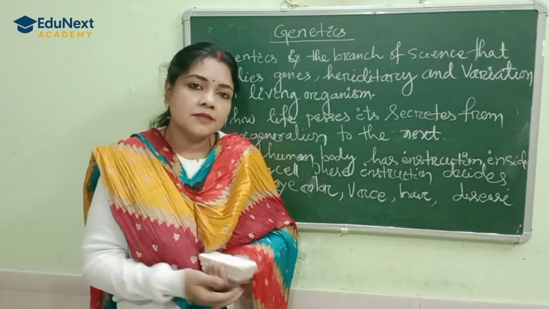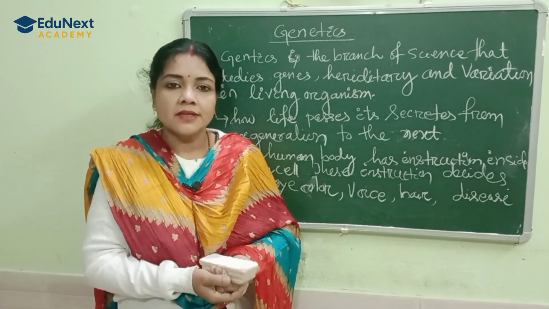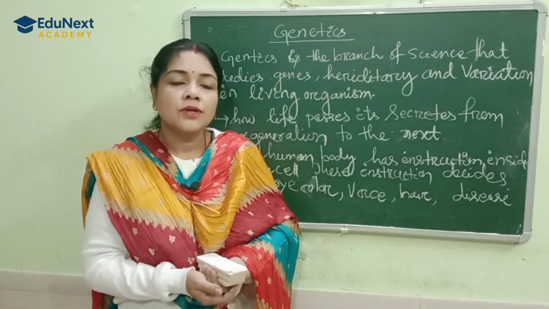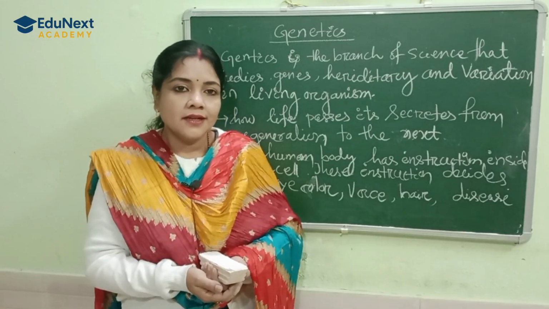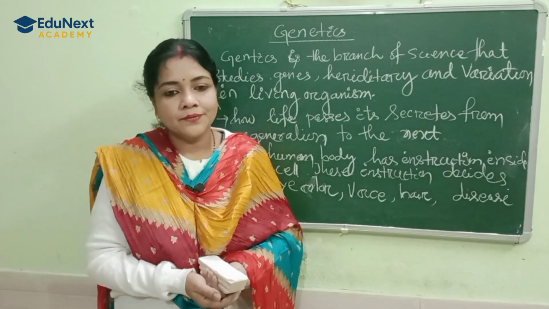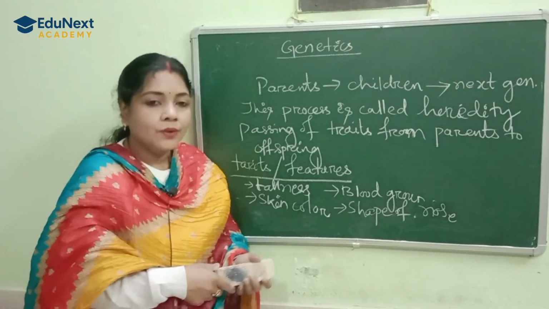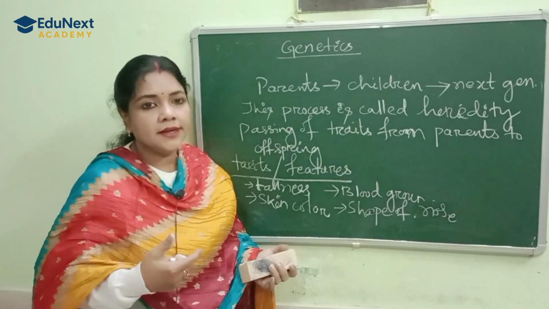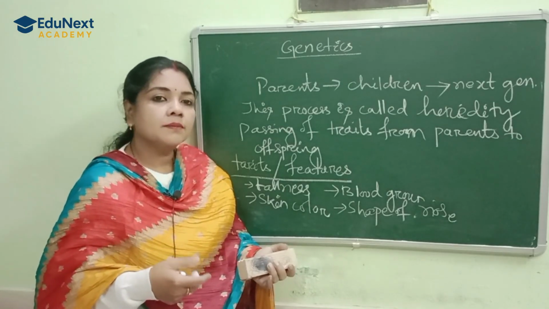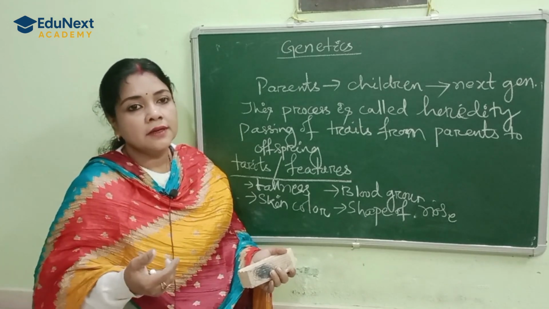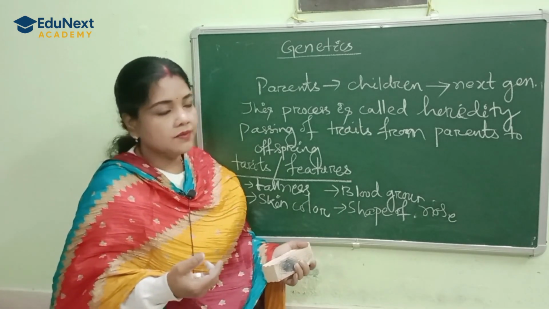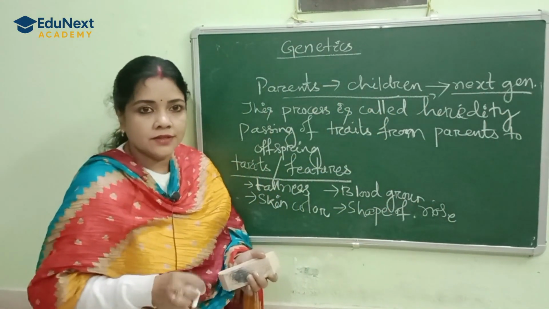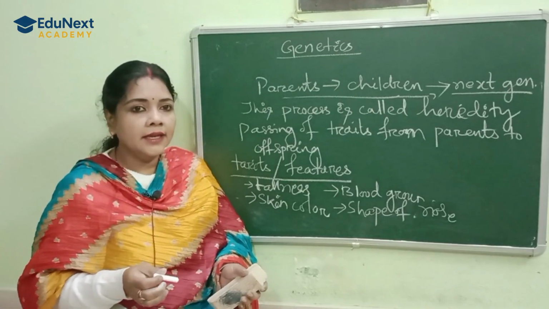This process is the passing of traits. Traits means features, different types of qualities. Passing from parents to offspring, to the next generation, is called heredity. So, what is heredity? Heredity is the passing of traits, that is qualities or features, from parents to children to the next generation. This process is called heredity.